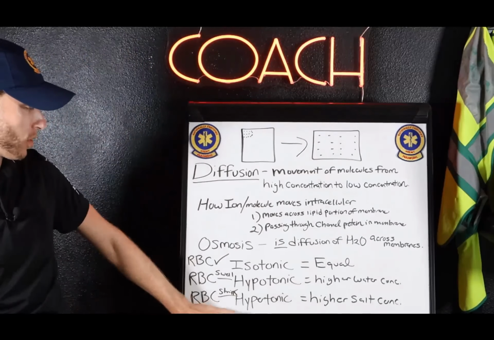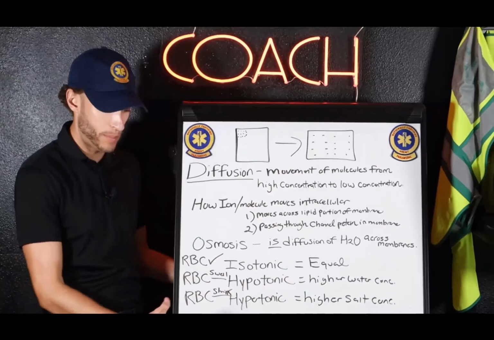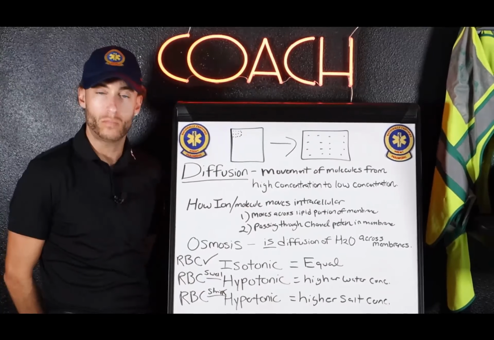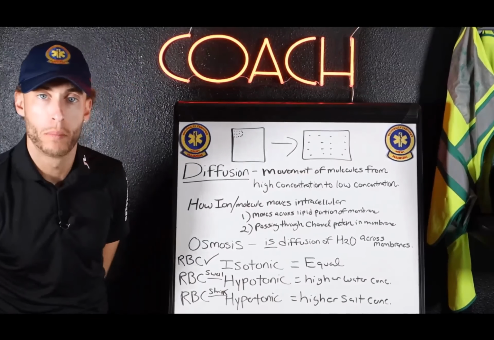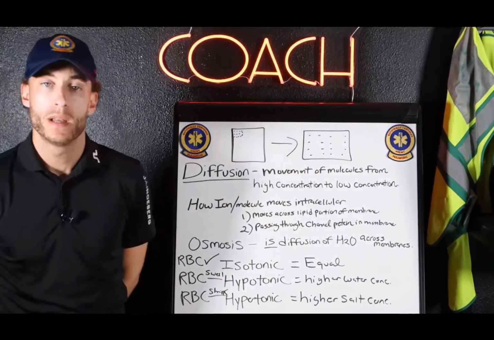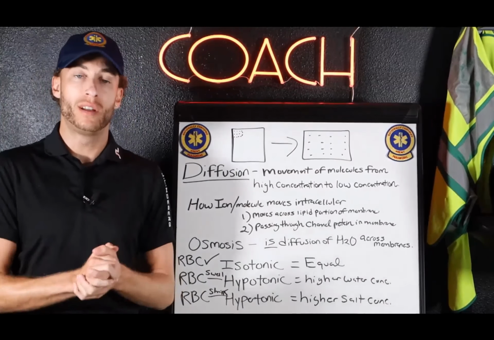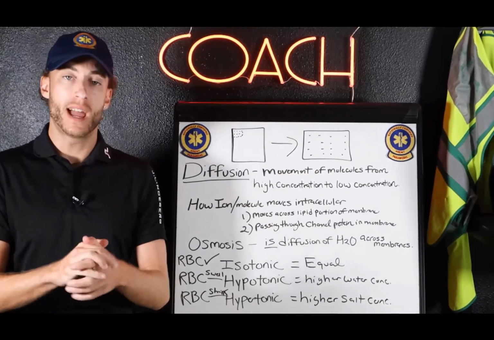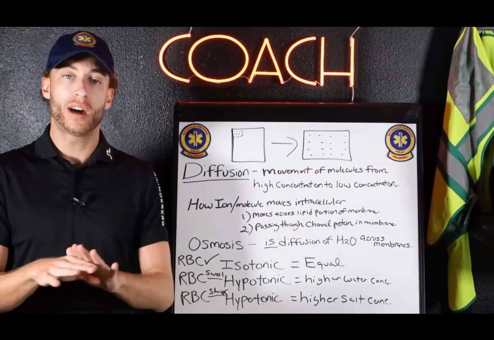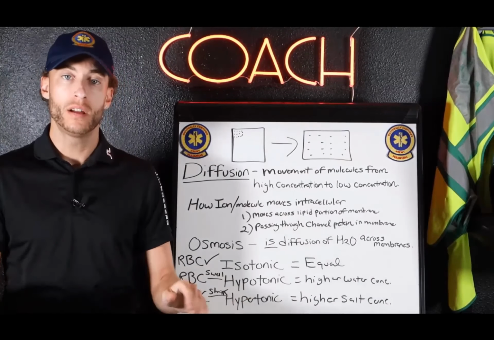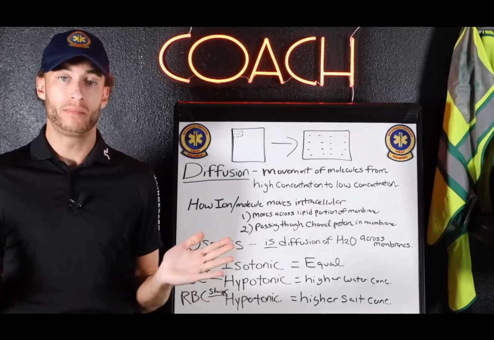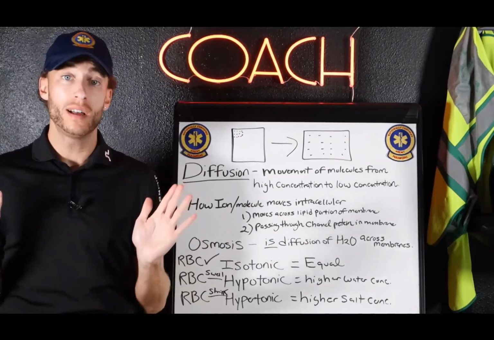Now let's talk about the three solutions. I'm going to get out of the way and step in here. Let's say we have a red blood cell. When we put that red blood cell in an isotonic solution, that means that everything is equal. Isotonic is another word for equal. So the red blood cell stays the same. It doesn't swell, it doesn't shrink.